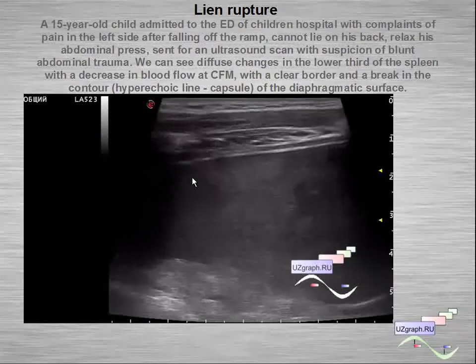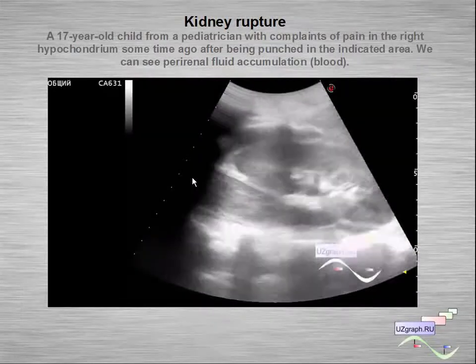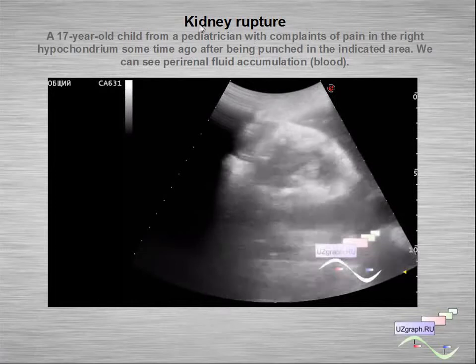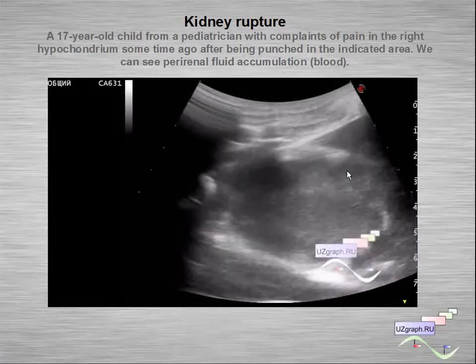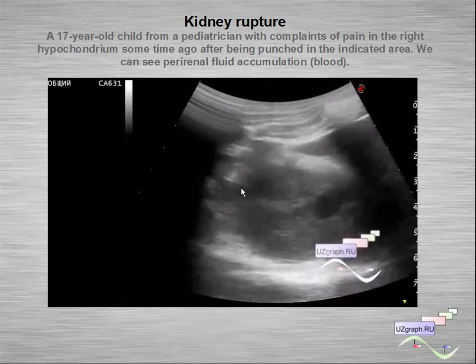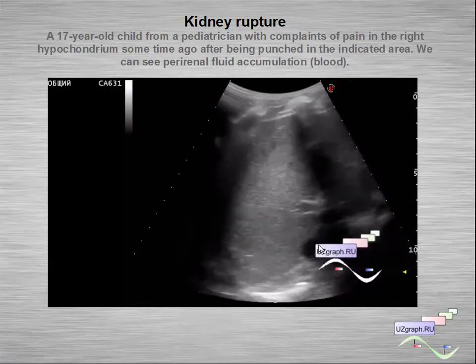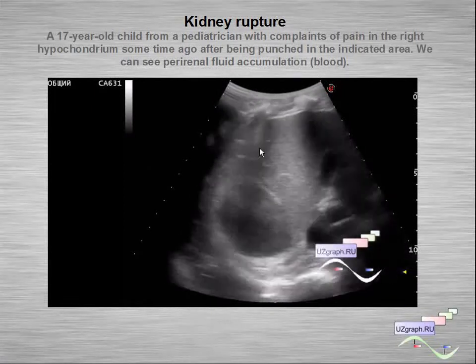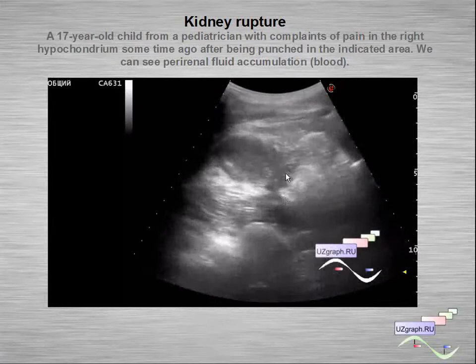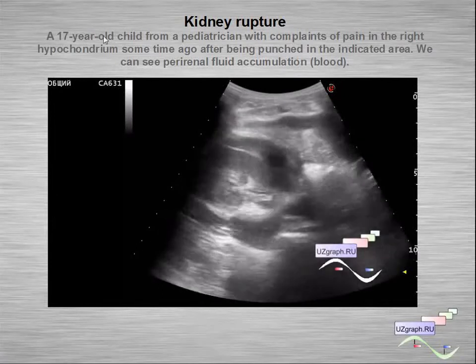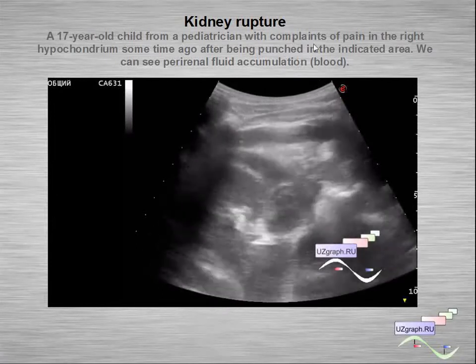Another case, it's a kidney rupture, paranephric fluid collection, blood. It's a patient 17 years old who was punched in the indicated area.